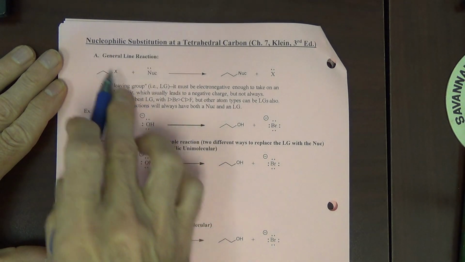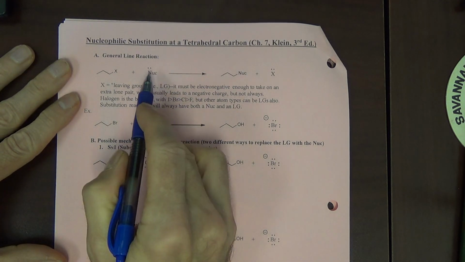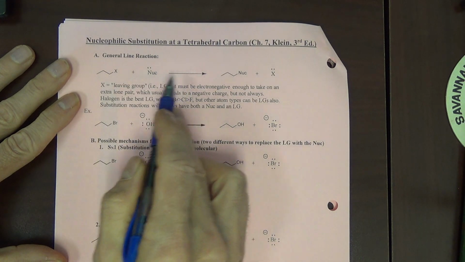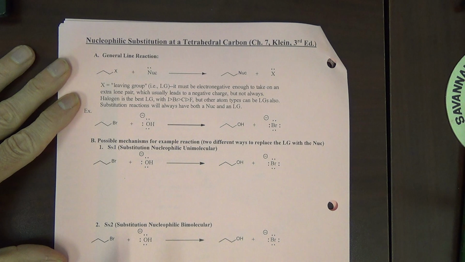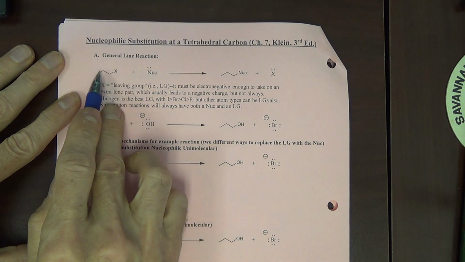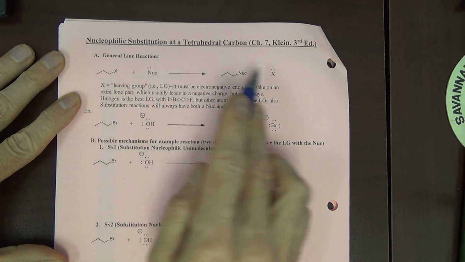Now note, previously with alkenes we looked at addition reactions. Something added to the molecule. In those reactions nothing was replaced, nothing was substituted. Here we're replacing a group, and that's called a substitution reaction.